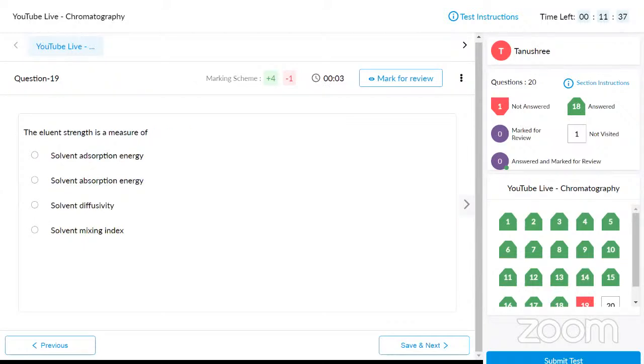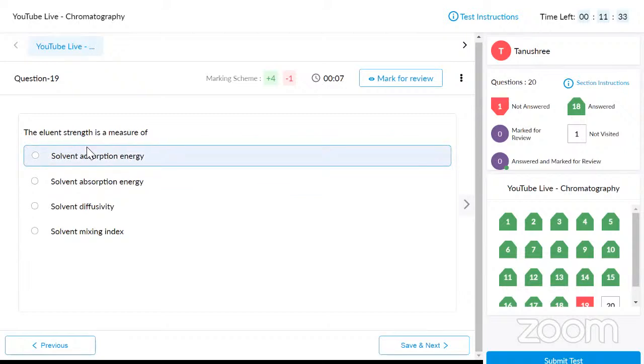Now I have the next question: eluent strength is a measure of what? Is it solvent adsorption energy? Is it solvent absorption energy? Or is it solvent diffusivity? Or option D, solvent mixing index? Now, what is solvent adsorption energy, which is our first option in this scenario? Eluent strength is a measure of the solvent adsorption energy only.